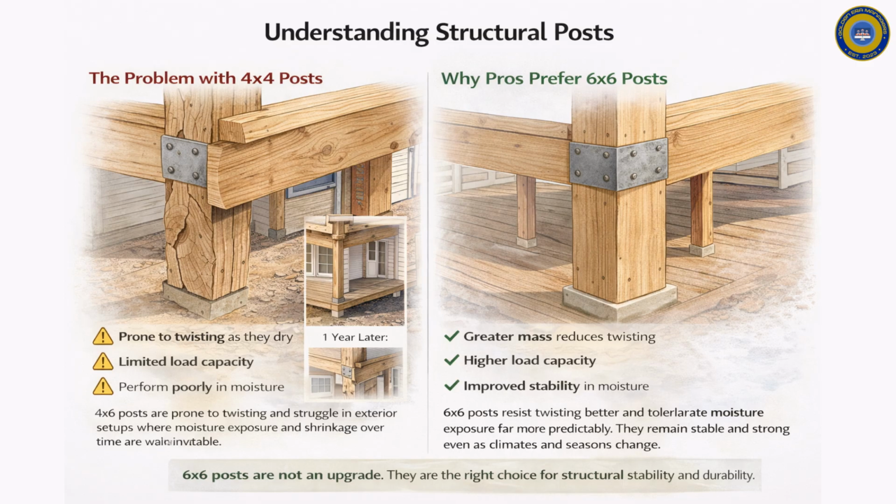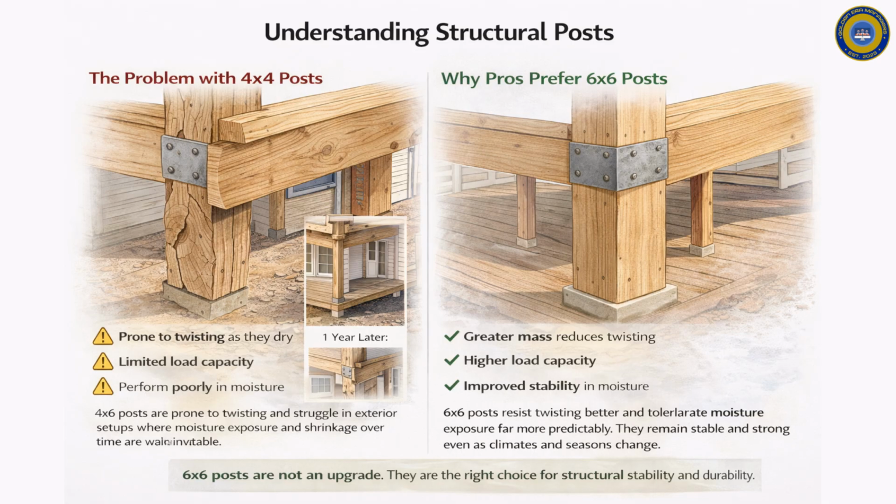Professionals know that a post doesn't just carry vertical load. It must remain straight, stable, and predictable as the building dries, seasons change, and loads shift. 4x4s struggle to do that consistently. That's why 6x6 posts are the professional standard. 6x6 members provide greater mass, which reduces twisting. They distribute load more evenly and tolerate moisture cycling far better over time.